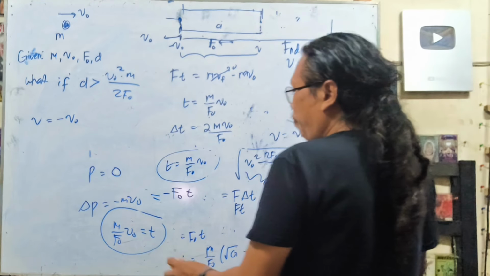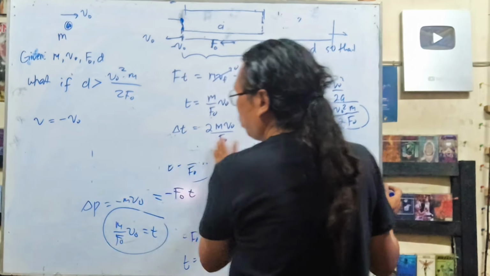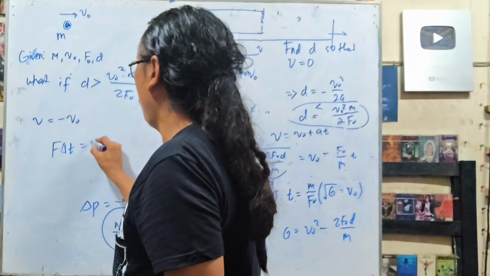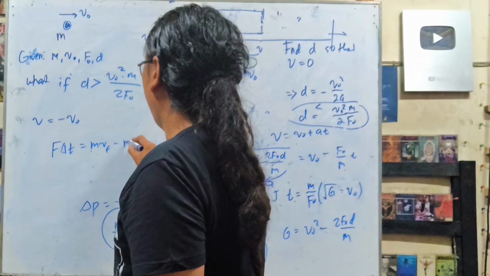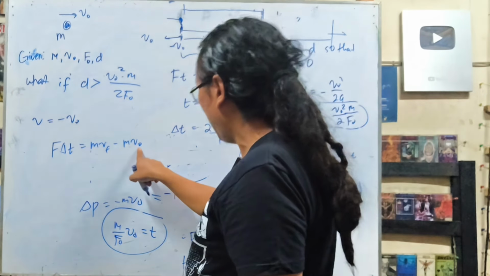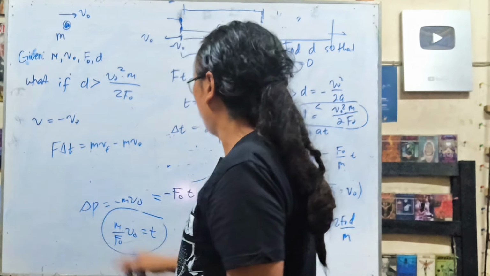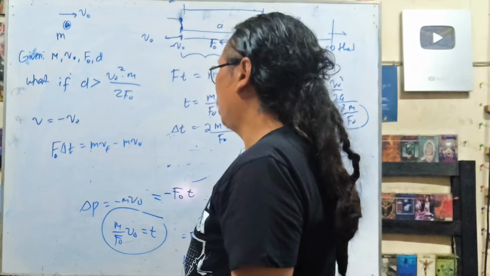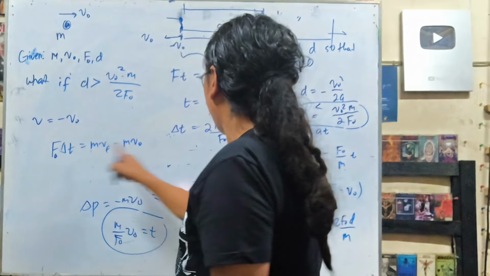Okay, what would be the final velocity? So we will use now the impulse and momentum. F delta t equals m v final minus m v naught. So m v naught is given. This is just m v naught. So what is our F? This is just F naught. Okay? And our delta t is this.